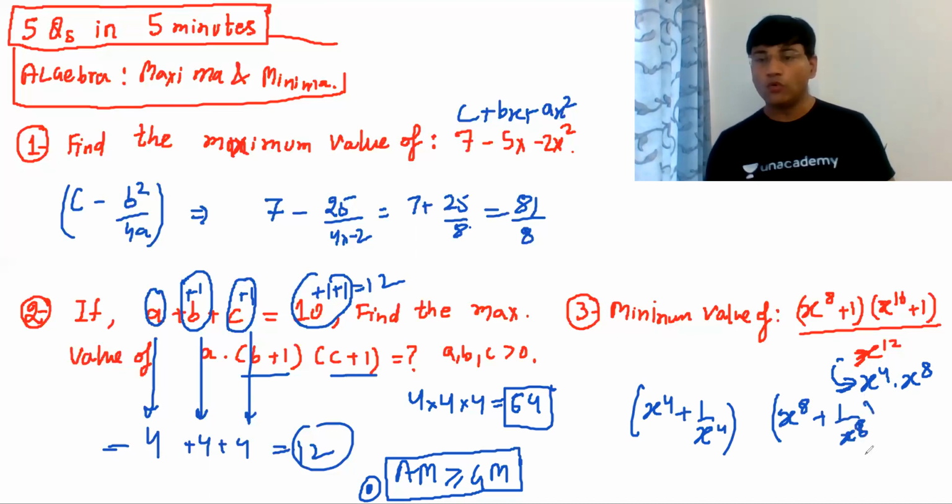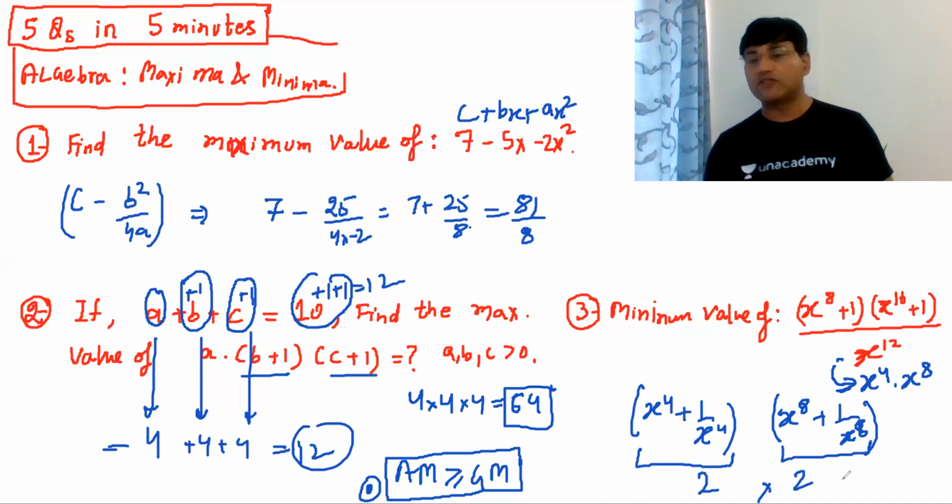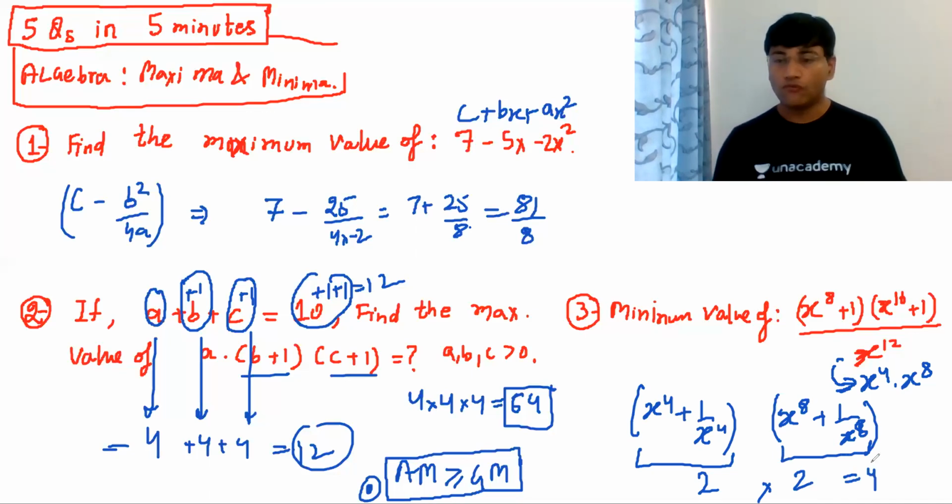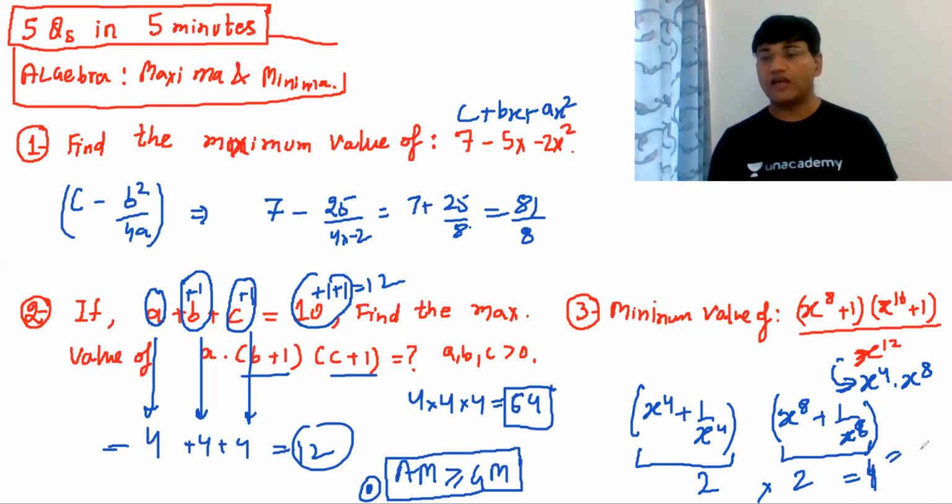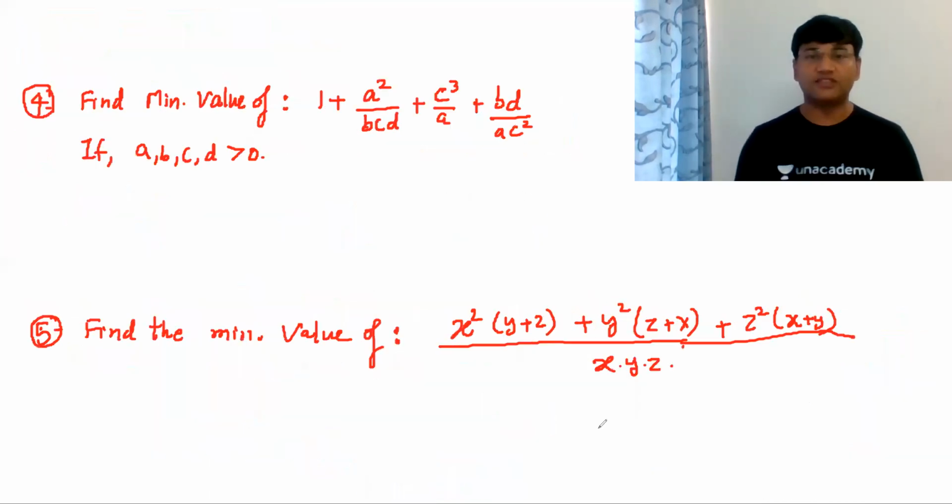So as I told you, sum of a number and its reciprocal, the minimum value is 2. So minimum value of the expression becomes 2 to the 4. So guys, finally we are able to solve 3 questions. Now we are going to the next page.